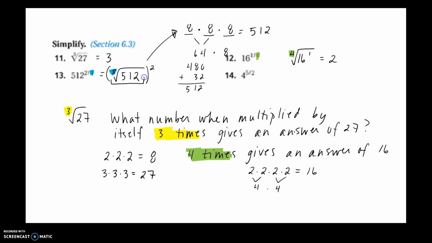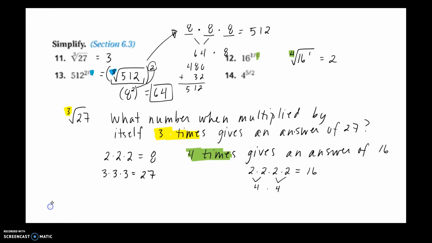So now the inside, the cube root of 512, becomes 8. But then don't forget you have to square it. So 8 squared is 64. So the final answer to number 13 is 64.